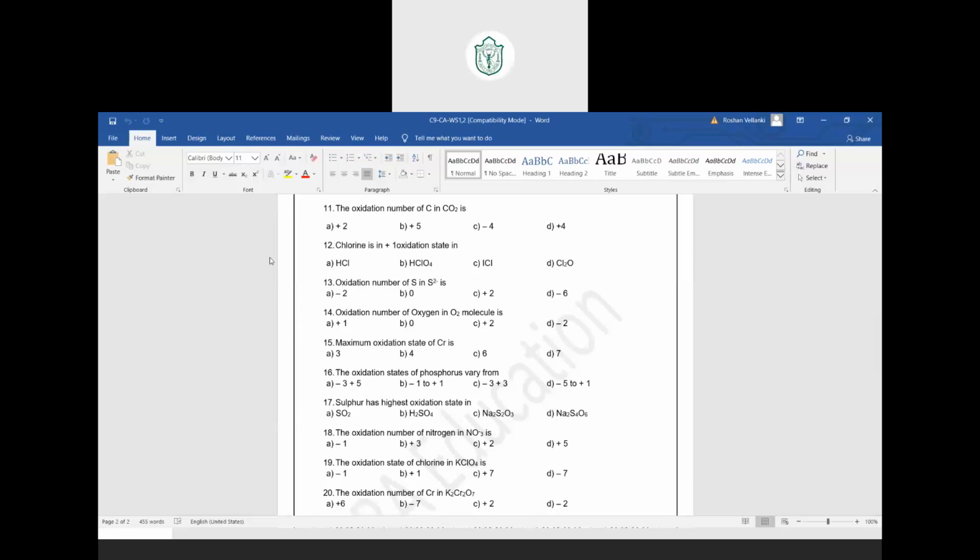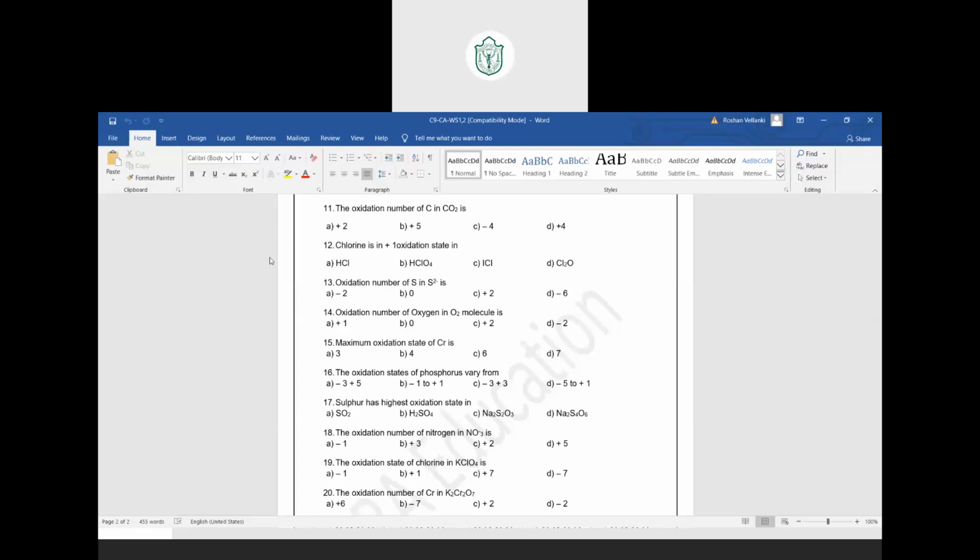12th one. Chlorine is in plus 1 oxidation state in which of the following 4 options? The options are HCl, HClO4, ICl, Cl2O. Guys, I told you to solve. Don't say the answer directly. Don't guess the answer. Solve, and you'll get the answer.